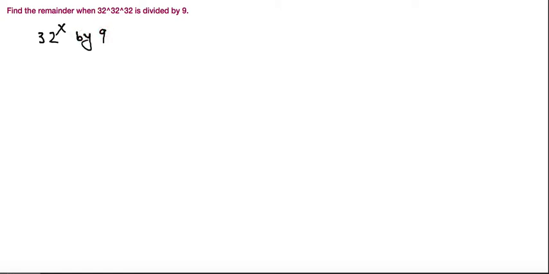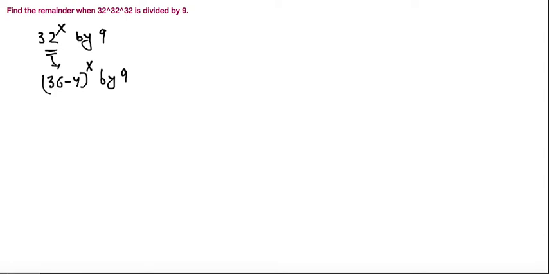So let's try and find out 32 to the power x. What remainder would it give when divided by 9? Now, how can we move from here? One of the ways is to find the closest multiple of 9 to 32, which is 36. So, can I write this 32 as 36 minus 4? So, 32 to the power x is basically 36 minus 4 to the power x, and that divided by 9. What should be the remainder, right?